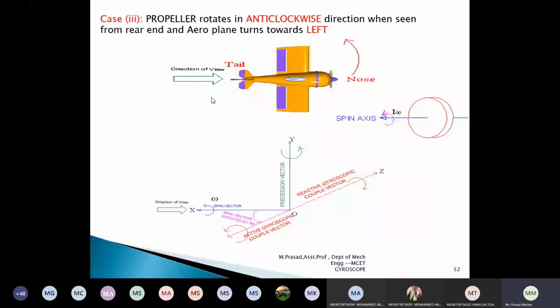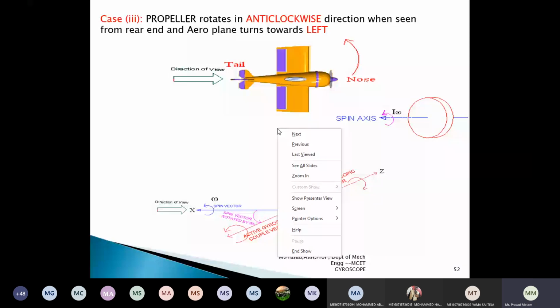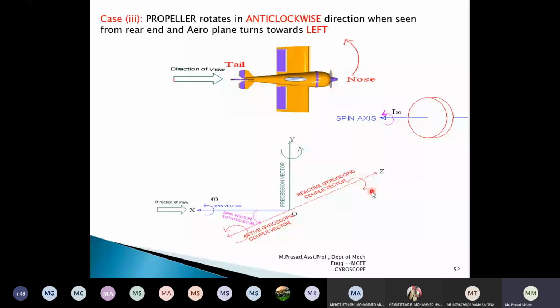Yeah. This is the case 3. Propeller rotates in anti-clockwise direction when seen from the rear end, and aeroplane turns towards the right side. You can see here, when I am seeing from this end, when this propeller is rotating in anti-clockwise direction, how the aeroplane will move, forward or backward? Please answer, anyone? Backward.